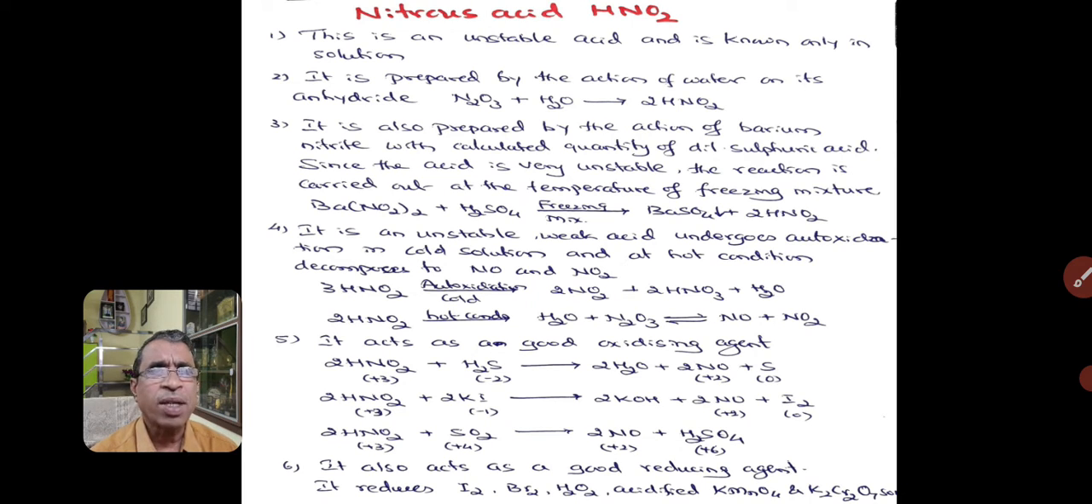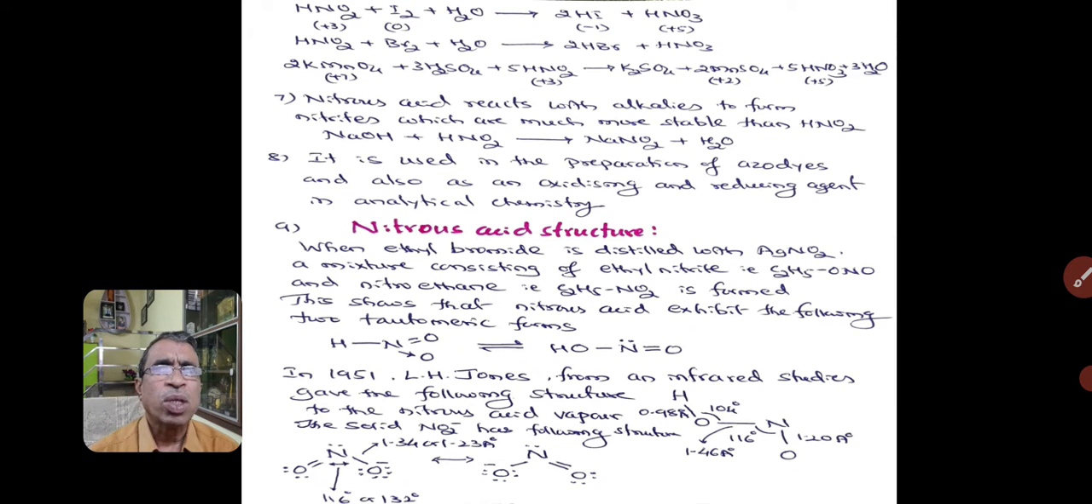It also acts as a good reducing agent. It reduces iodine, bromine, hydrogen peroxide, acidified KMnO4 and potassium dichromate solution. So the example: HNO2 plus I2 plus H2O gives rise to 2HI plus 2HNO3. Here nitrous acid gets oxidized to nitric acid, where the oxidation number increases from +3 to +5. Iodine, whose oxidation state is 0, reduces to -1 in HI.